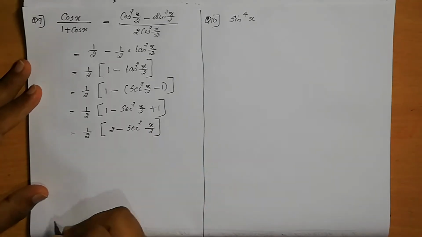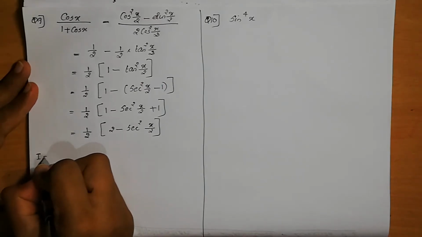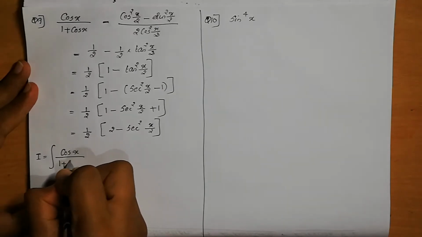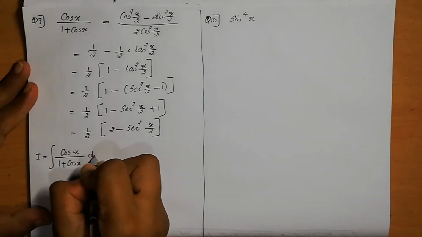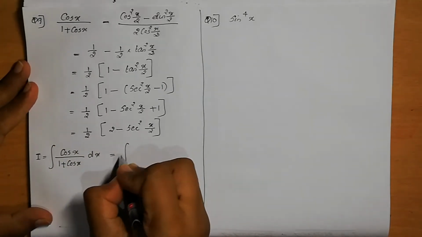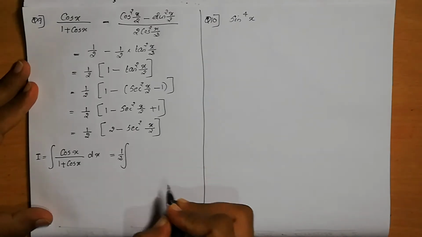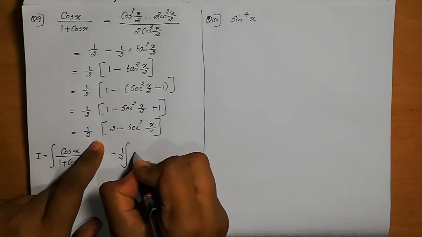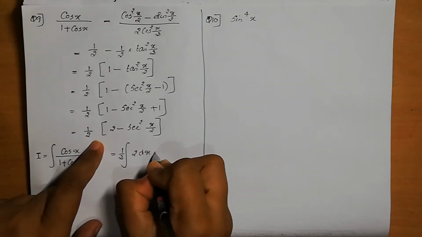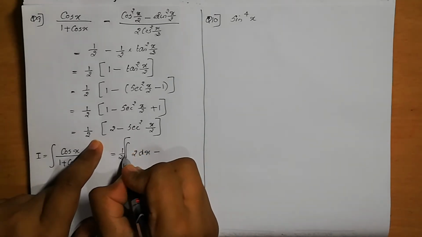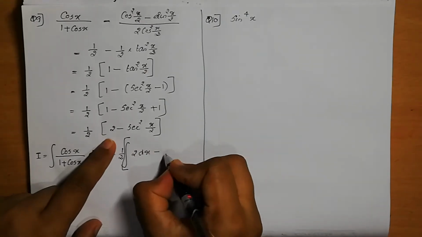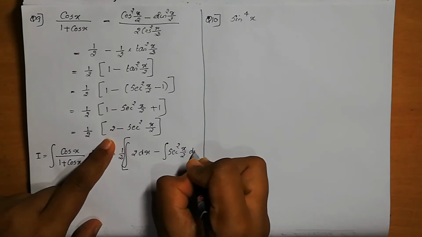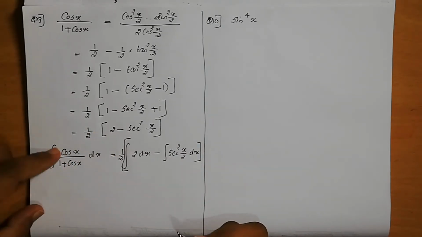Now we can do the integration. So integral I equal to integral cos x by 1 plus cos x dx. That means this 1 by 2 is a constant that I am writing outside. Next, separately we can apply the integration: integral 2 dx minus integral secant square x by 2 dx, with the 1 by 2 written outside, all the things in the bracket. Now we can write the integration answer.